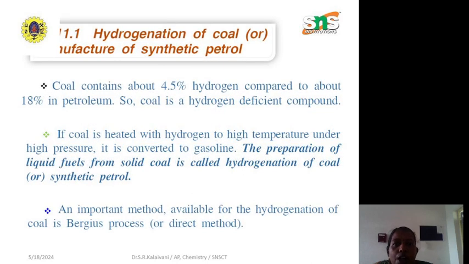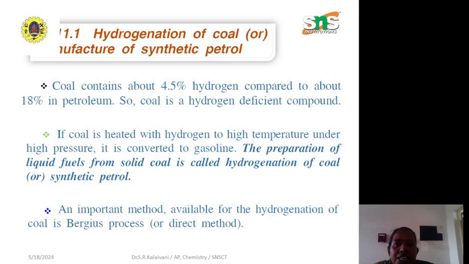Hydrogenation of coal, or manufacture of synthetic petrol. Coal contains about 4.5% hydrogen compared to about 18% in petroleum. So, coal is a hydrogen deficient compound. If coal is heated with hydrogen to high temperature under high pressure, it is converted into gasoline. The preparation of liquid fuels from solid coal is called hydrogenation of coal or synthetic petrol.